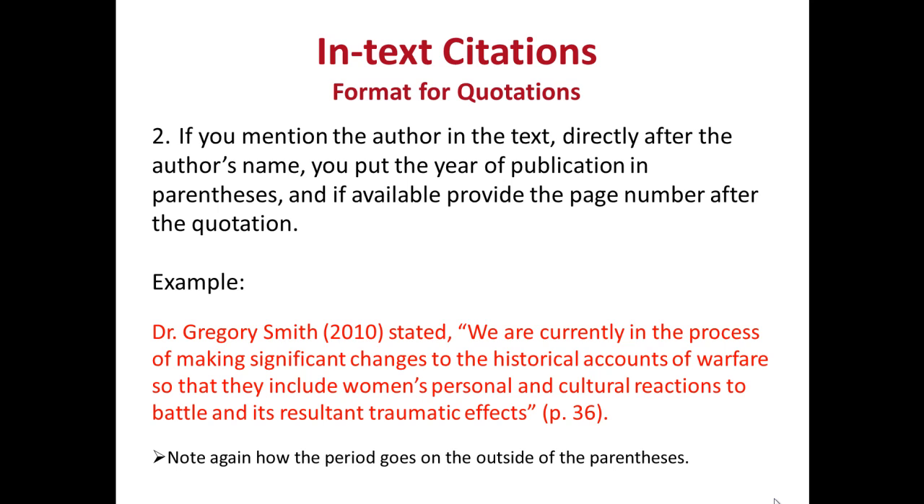The second way to format an in-text citation for a quotation is if you mention the author in the text. Directly after the author's name, you put the year of publication in parentheses, and if available, provide the page number after the quotation. For example, Dr. Gregory Smith, year of publication in parentheses 2010, stated, "We are currently in the process of making significant changes to the historical accounts of warfare so that they include women's personal and cultural reactions to battle and its resultant traumatic effects." In parentheses directly after, page 36. Note once again how the period goes on the outside of the parentheses.